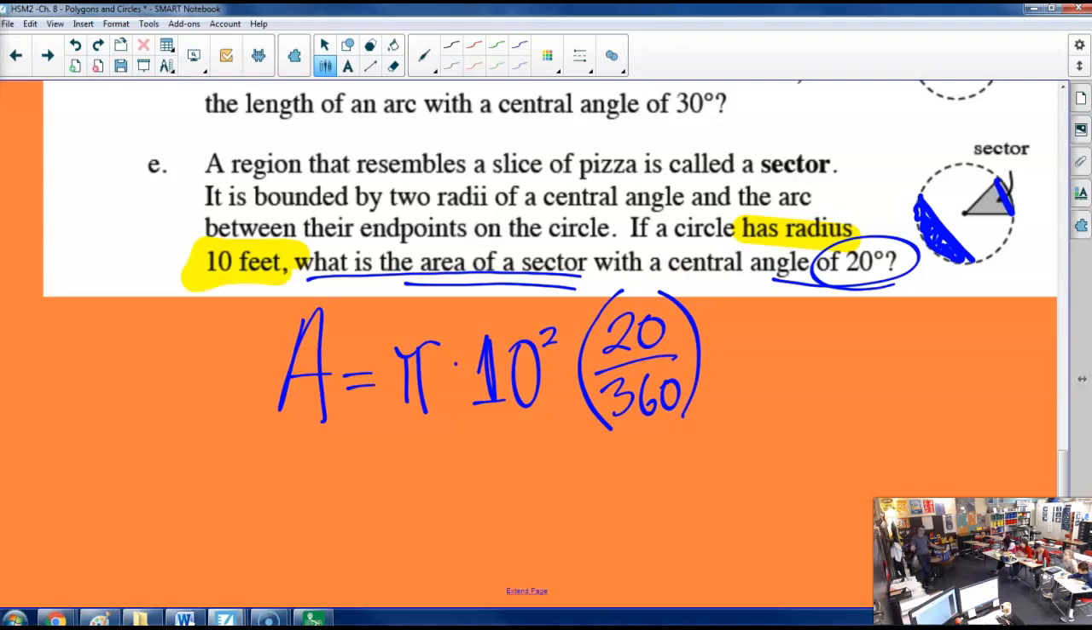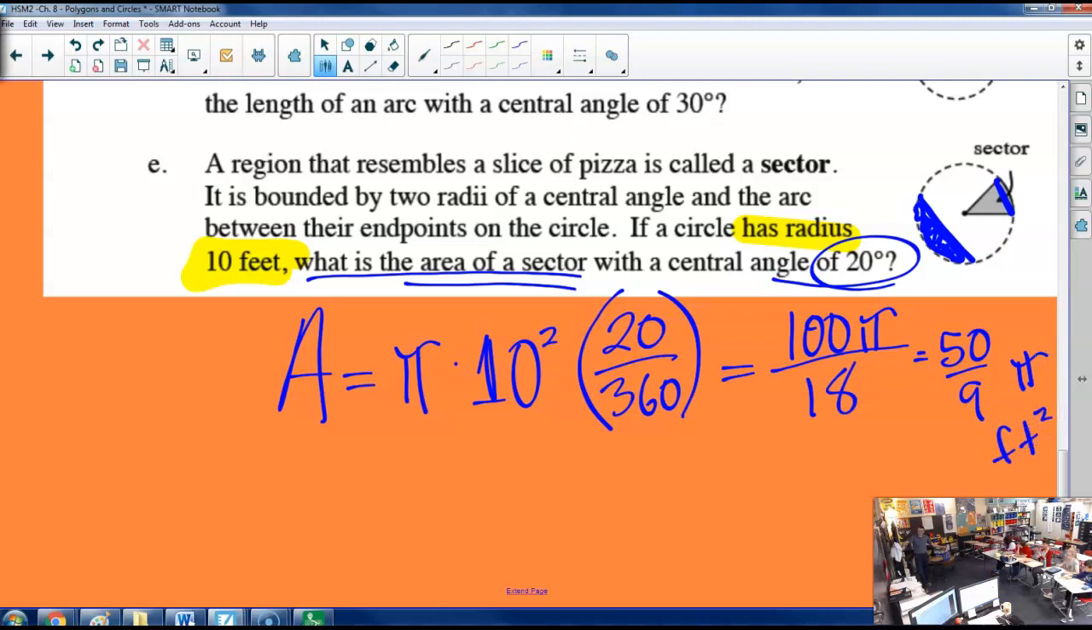Since we know this is 100 pi, it's really 100 pi divided by 18. Can we just leave it like that? If it can reduce into something better, try to reduce, so 50 over 9 pi might be as far as we go. A lot of times we'll tell you to either get your answer to a decimal or just leave it in pi terms. So this would be fine, except we would want a label of feet squared on this because it is area.